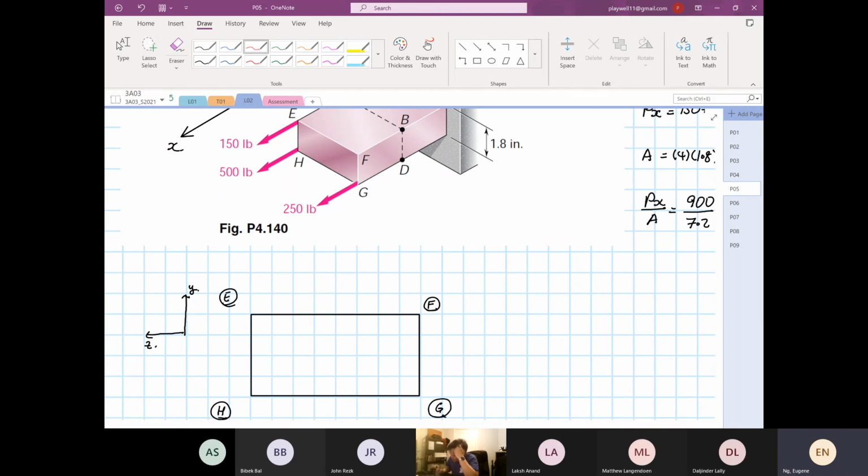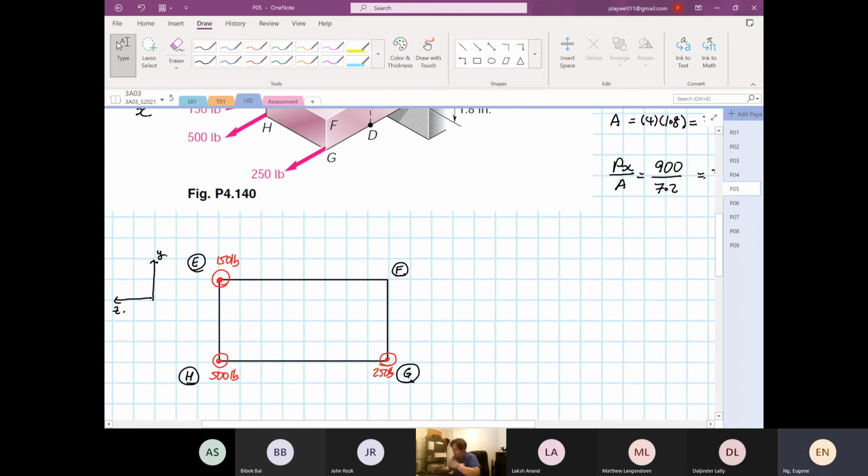Okay, I'm going to draw the load. Over here, you have a load coming towards us at 150 pounds. Over here, you have another load coming at 500 pounds. Right, over here, we have another load going at 250 pounds. Okay, so now we want to find the moment about the y-axis. My strong recommendation is you draw the y-axis.